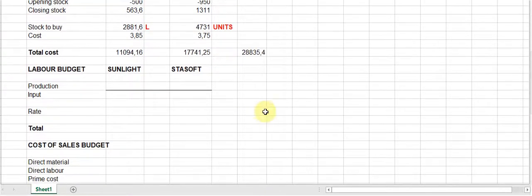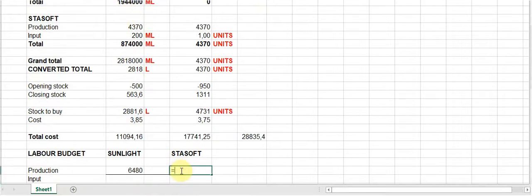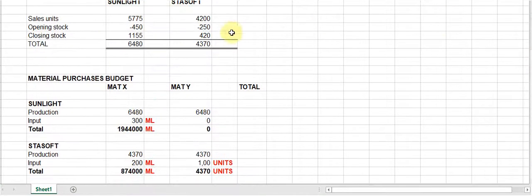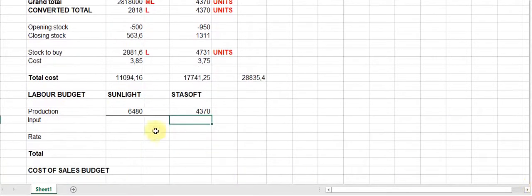Moving on to the labor budget, we of course have the production units at this point. So I'm just going back to my production budget to fill it out. Then we need to go and look at the input. So what do we need? And here they are also trying to catch us out because they've given you minutes instead of hours. So you need to know that you need to convert it to hours. And how do we do that? We need to divide by 60.